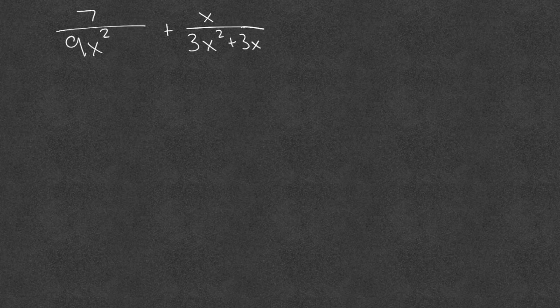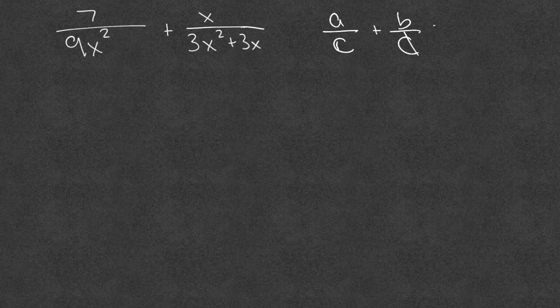So we can go ahead. There are two different ways to solve this problem and to add them. The first one is to use the definition for adding rational expressions. What that says is that if I have a over c plus b over d, these are just any two setups, in order to add them together, I do AD plus BC over CD.